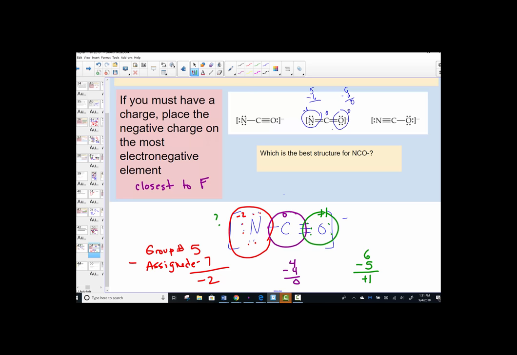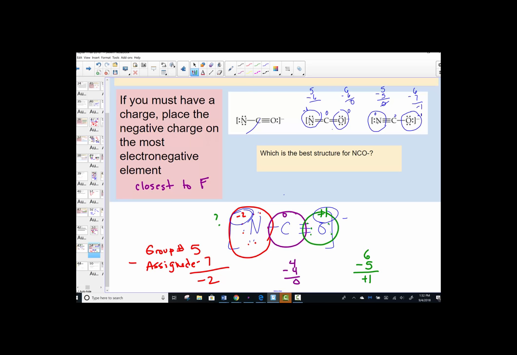Before we decide, let's do the same strategy here. Nitrogen still in group 5. 1, 2, 3, 4, 5 assigned to it, formal charge of 0. Carbon still at 0 with 4 bonds. Oxygen at the end, 1, 2, 3, 4, 5, 6, 7 assigned electrons, formal charge of minus 1. I can quickly rule out the first because we have a minus 2 charge, a plus 1 charge. I'd rather have a structure where at least two of the atoms are at 0.